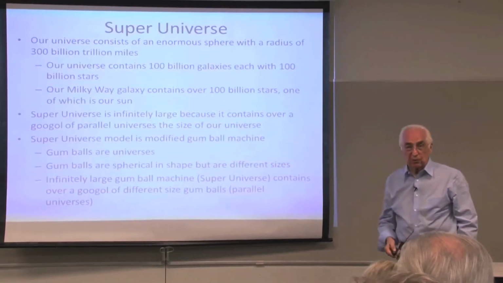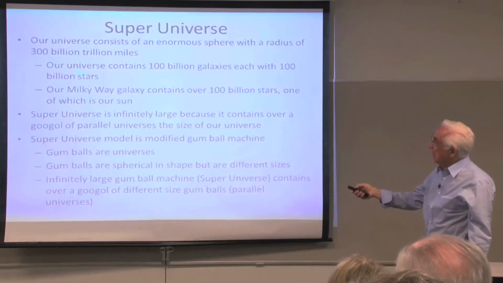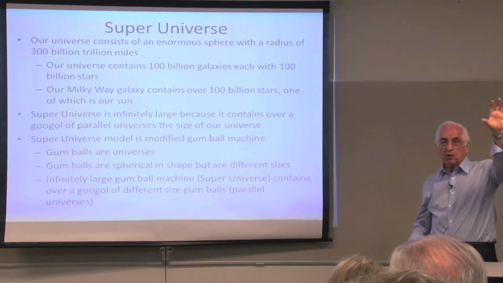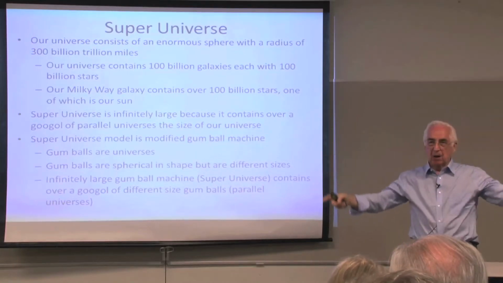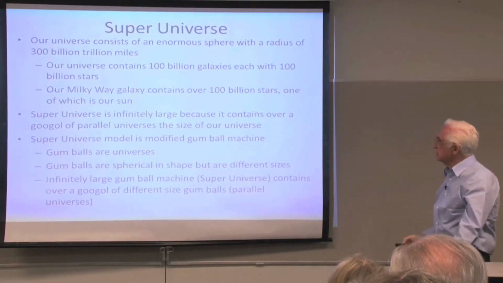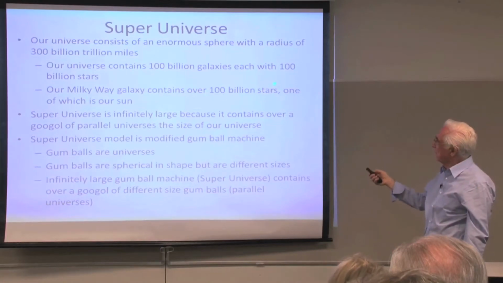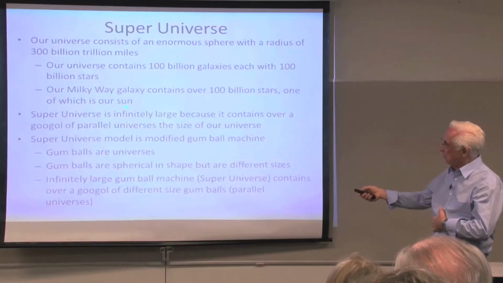Now, what is a superuniverse? First of all, our universe is an enormous sphere which has a radius of 300 billion trillion miles. And in our universe, there are 100 billion galaxies uniformly distributed, and each of these galaxies contains 100 billion stars. One of those galaxies is our Milky Way galaxy, and one of the 100 billion stars is our sun.